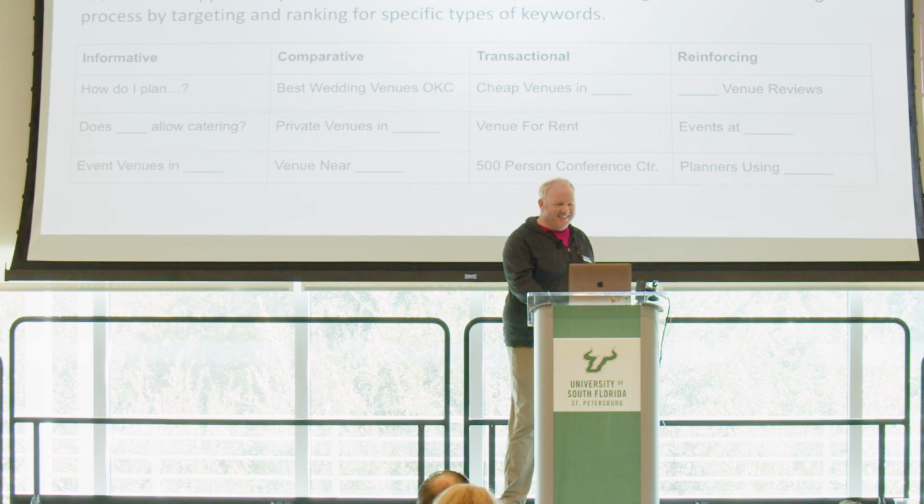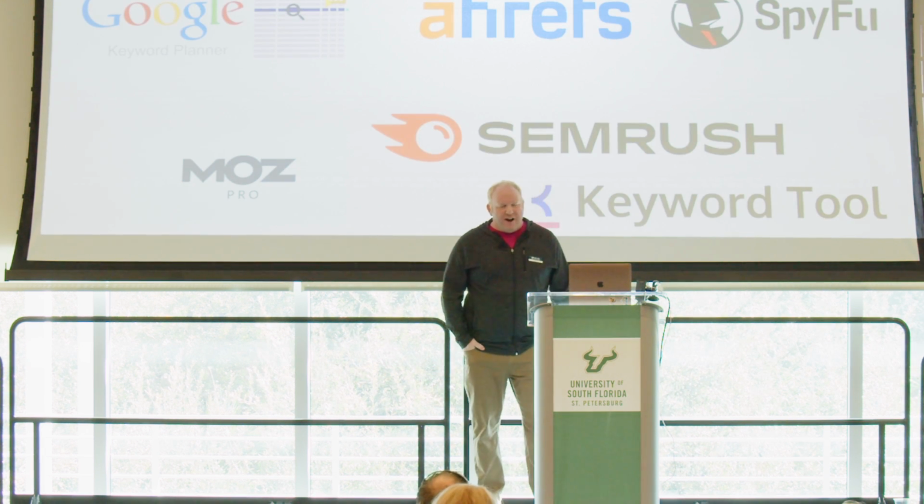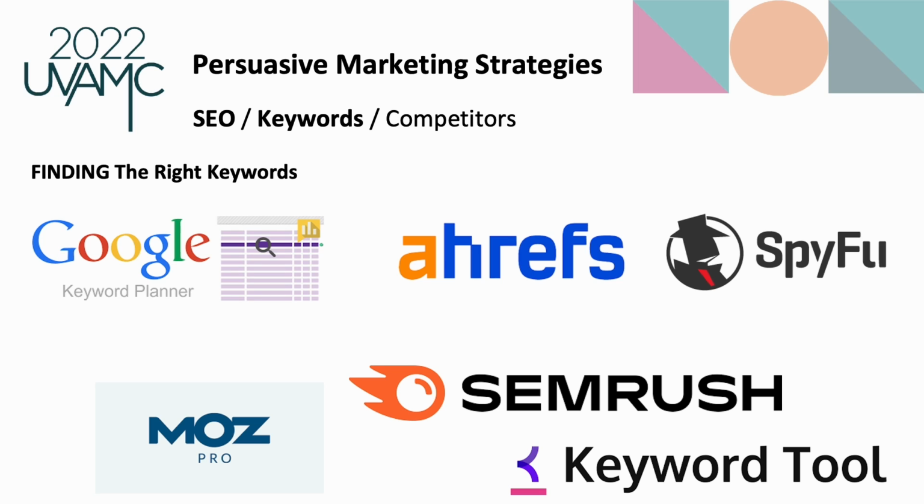Cool. All right, so where do you find the right keywords? The biggest, easiest, most trusted place I would say is Google's Keyword Planner. This is part of Google's ad.